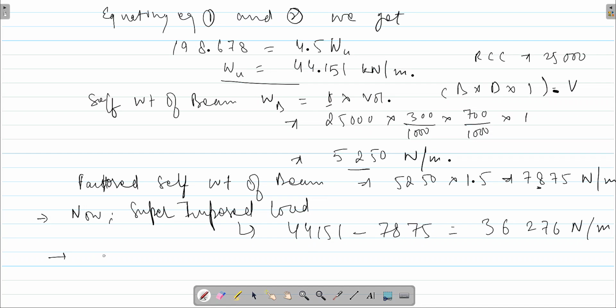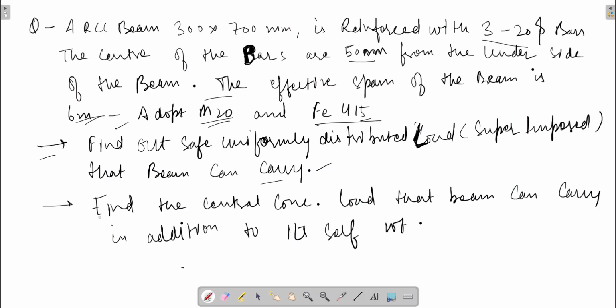Now, one more thing that was asked in the question is to calculate the safe UDL or the safe superimposed load on the beam. So we'll divide this value, 36,276 by 1.5, which comes out to be 24,184 Newton per meter. So this is the first part which we have completed, the calculation of safe superimposed load on the beam.